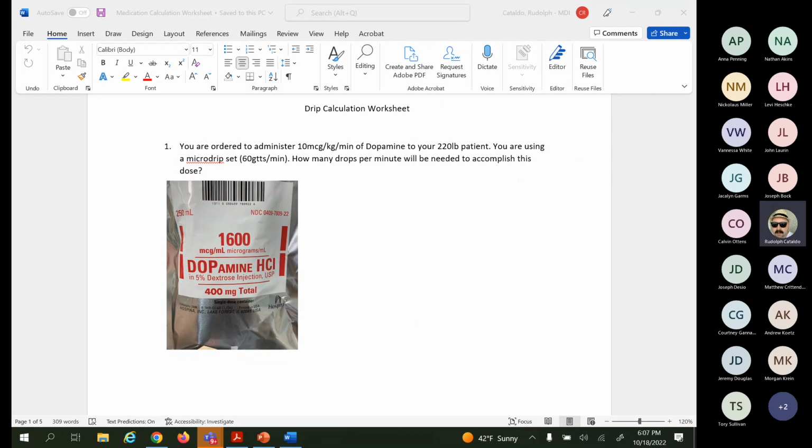That's a vital piece of the puzzle. I always circle everything: 100 kilograms. Now, we need to administer 10 micrograms per kilogram per minute. So I need to do 10 micrograms per 100 kilograms.